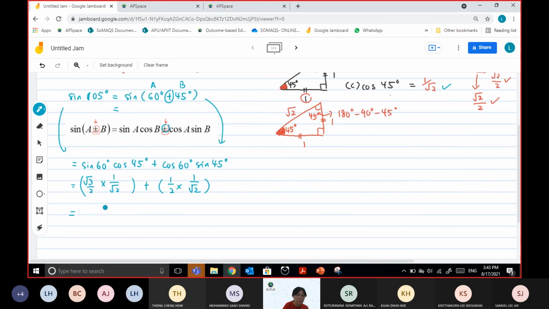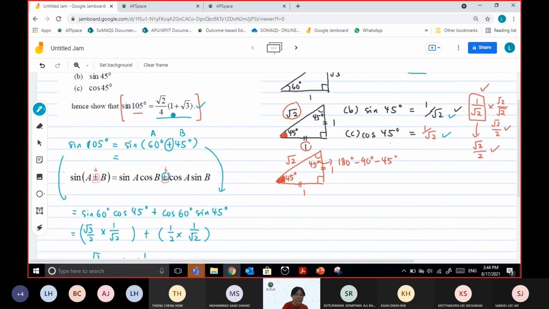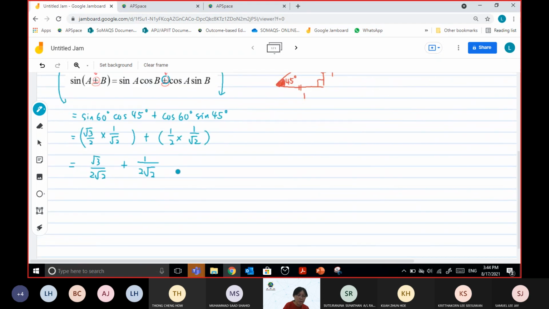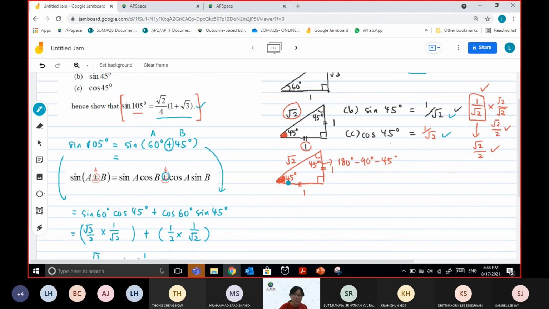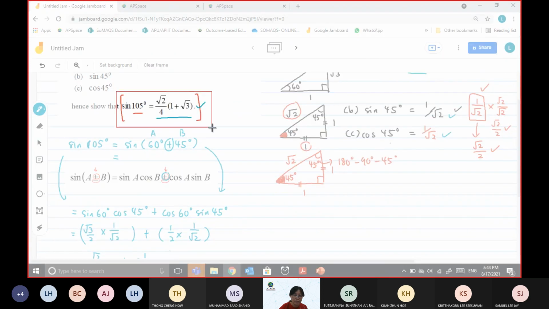Okay, before that, let me see. If I'm trying to simplify this one, square root of 3 over 2 times square root of 2, plus 1 over 2 times square root of 2. But according to what we have here, for this one, wait, let me copy this for our reference.